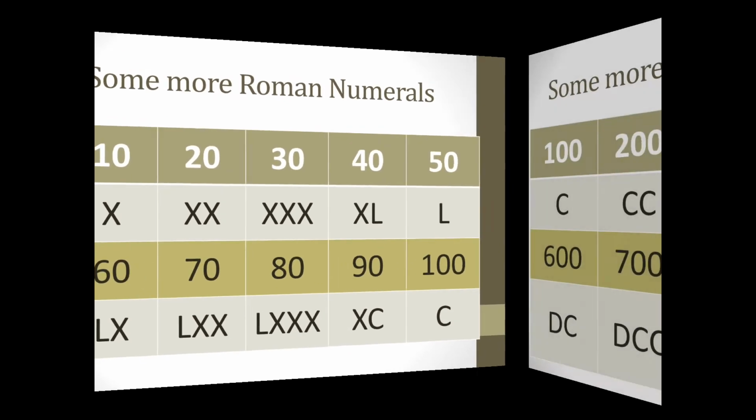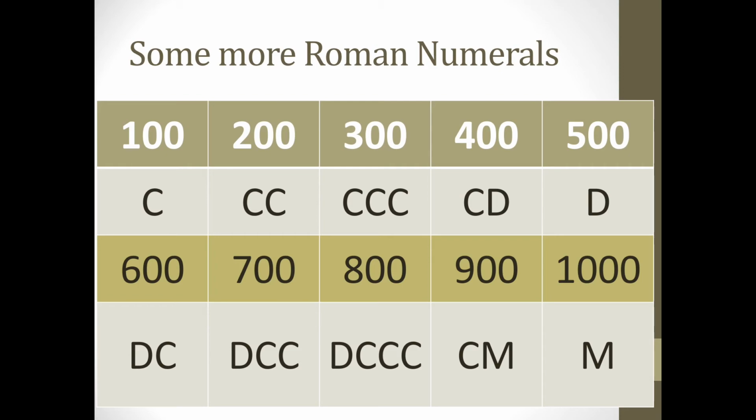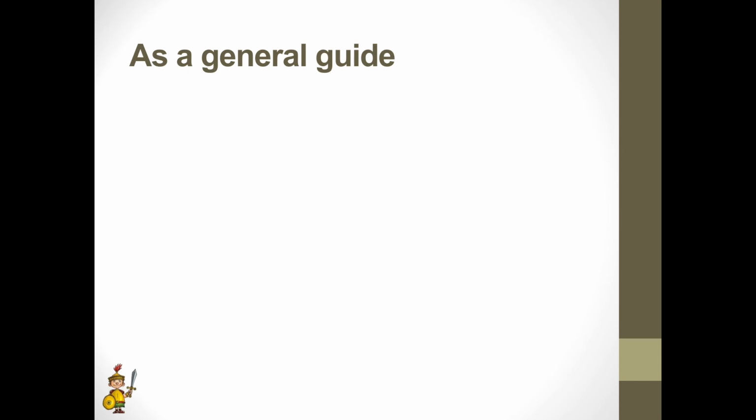Now let's look at some more Roman numbers. 100 is C, we have already seen on the previous slide. 200 is CC, 300 is 3 Cs, and 400 is 100 less than 500, and 500 is D. For 600, it is DC. For 700, it is DCC. For 800, it is D plus 3 Cs. And then for 900, it is CM. And for 1000, it is M. Right? And all this is also given in your book on pages 3 and 4, so you can study from there as well.